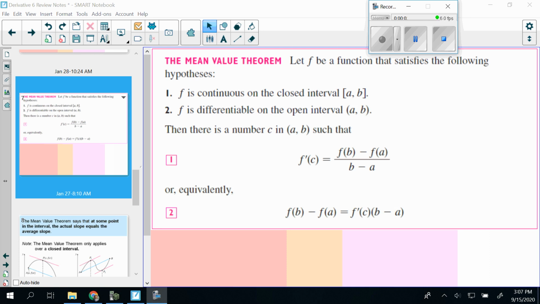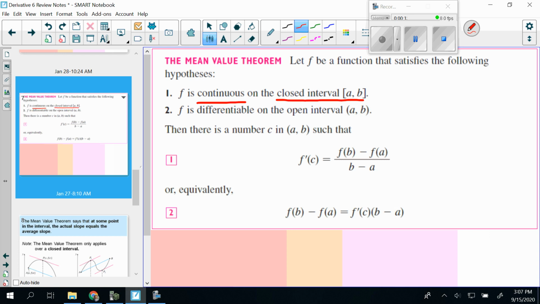All right, mean value theorem. If f is a function that satisfies these conditions, and these have to be true for this to work, that it's continuous on a closed interval, things we've heard before. It also needs to be differentiable on that interval. Then there is at least one number c in the interval from a to b such that this statement is true, and this is the mean value theorem.